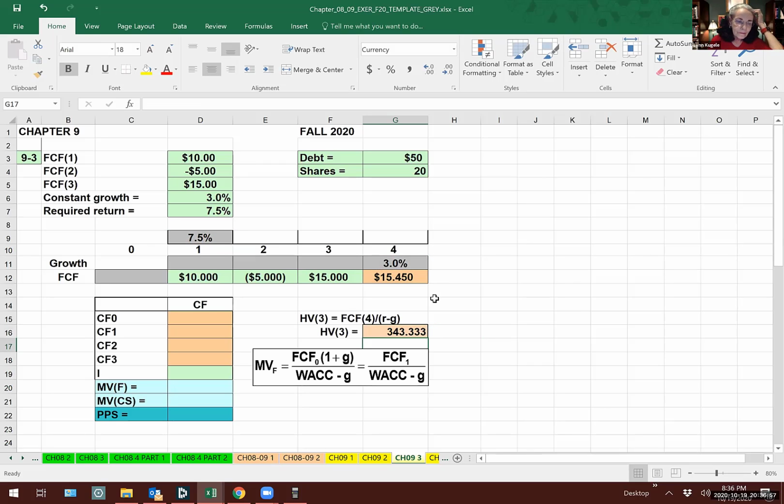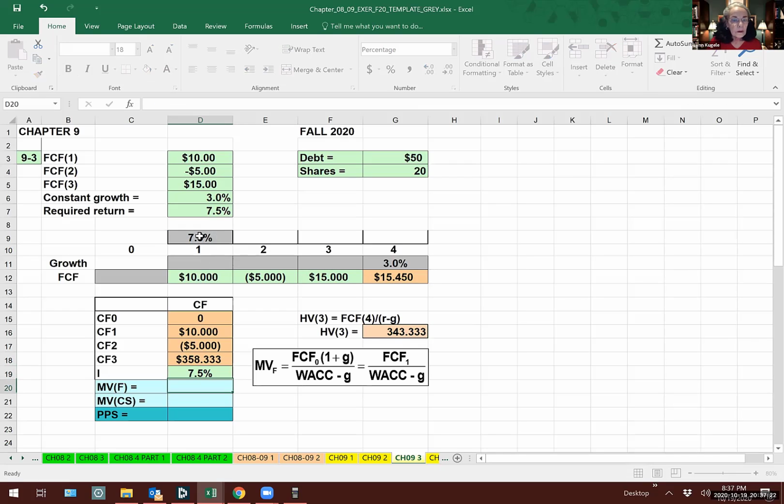There we go. After that, I'm going to put it in my cash flow worksheet just like I did before. Cash flow 0 is 0. Cash flow 1 is your 10. Cash flow 2 is your -5. And cash flow 3 is free cash flow 3 plus your horizon value.